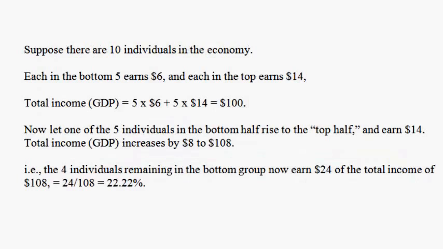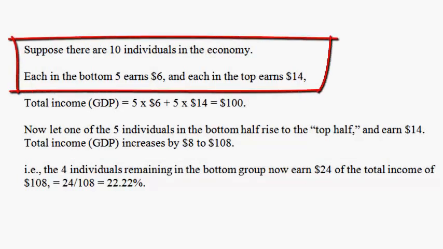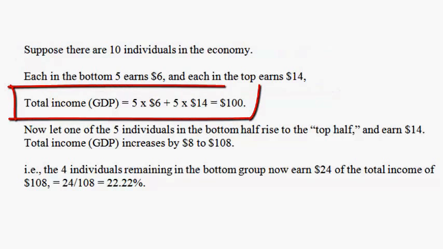Here's another numerical example. Suppose I have 10 people in the population, and the bottom 5, each individual in that group earns $6, and each individual in the top group earns $14. The entire GDP or income in the country would be 5 times 6, which is $30 for the lower half, plus 5 times 14, which is $70 for the upper half. So this is 30% of the income going to the bottom 50%, and 70% of the income going to the top 50%.